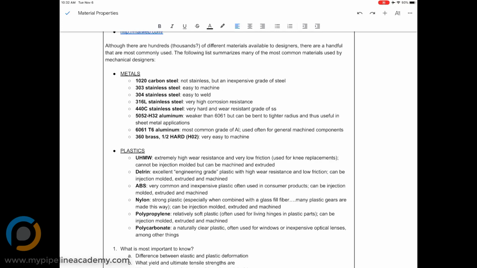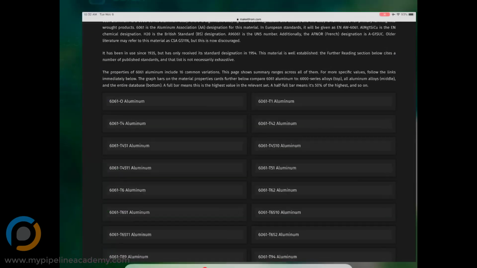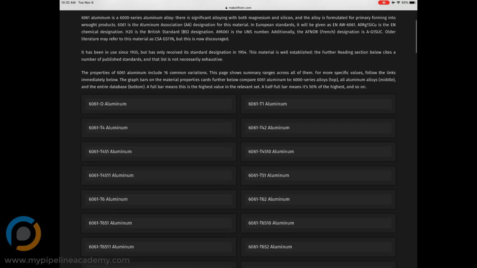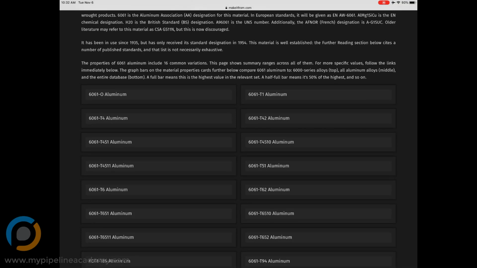What about if we go back to the website, please? 6061, as the number after it increases, does it increase? No, they're all 6061 dash T51, T4, T1, T42. Does that number have a correlation with the yield strength point? It does, yeah. That T number represents temper, so it's tempered in different ways in order to produce different properties. So does the higher number after the letter T indicate a higher yield strength point or lower? I'm not sure.